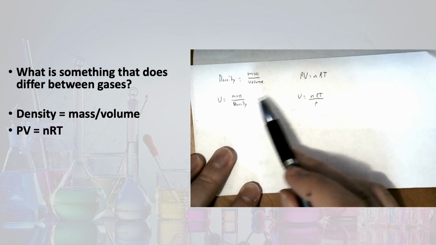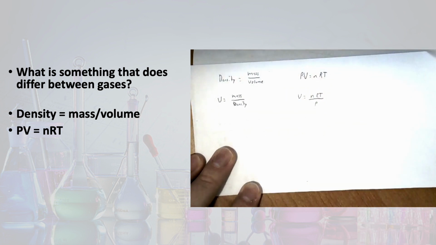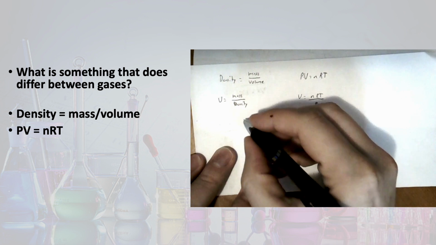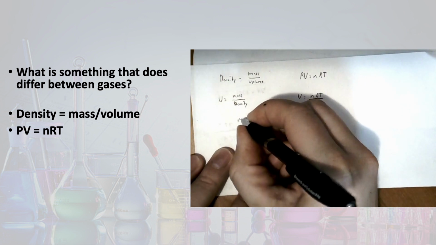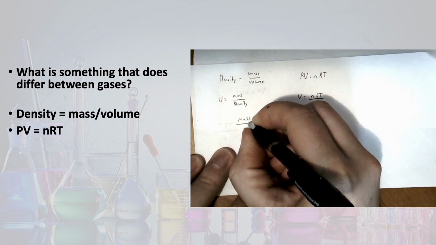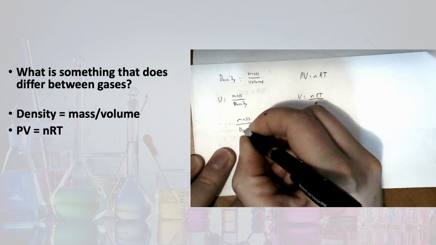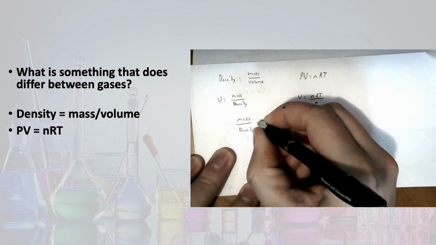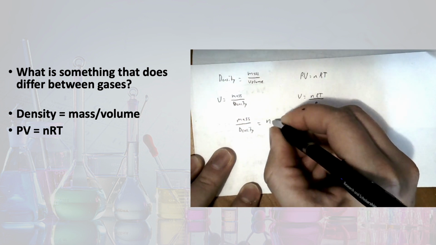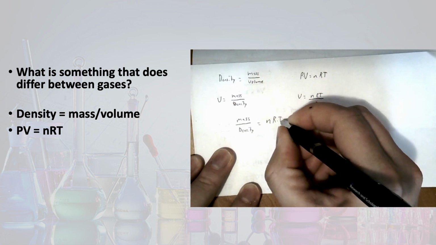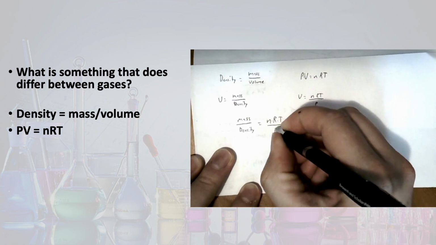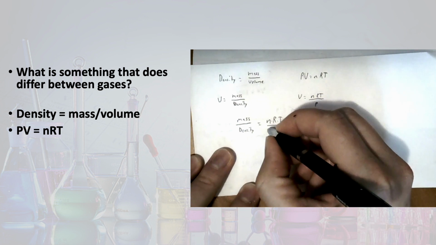So we know that density equals mass divided by volume. We know our ideal gas law, right? Pressure times volume equals the number of moles of our gas times constant R times temperature in Kelvin. If we arrange both of these formulas to solve for volume, we get volume equals mass divided by density, and then volume equals nRT over P.